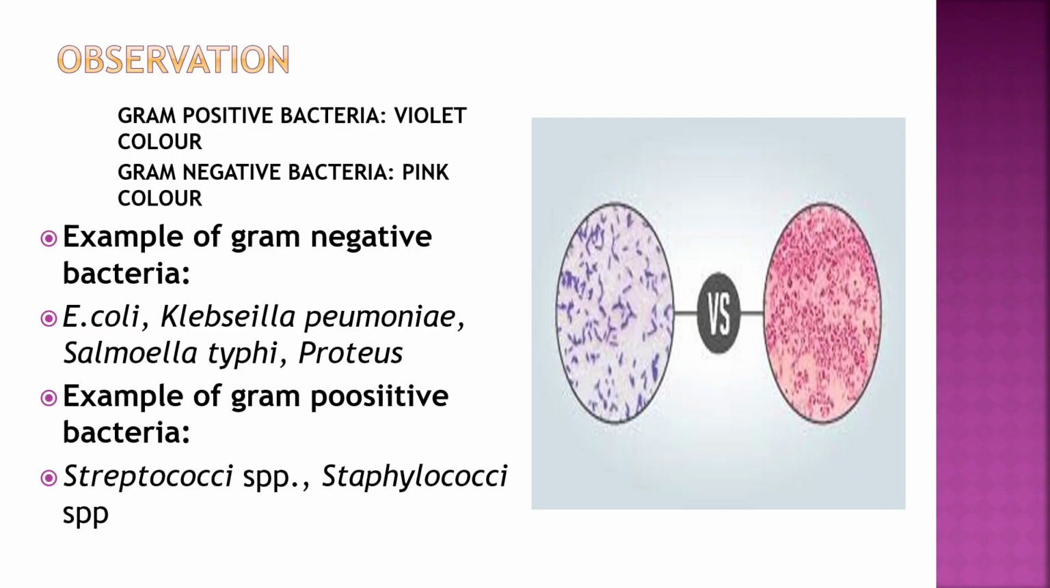So a few examples of gram positive cocci are streptococcus, staphylococcus, pneumococcus, and gram positive bacilli are corynebacteria, bacillus. Then gram negative bacilli are E. coli, Klebsiella, Salmonella, Proteus, Shigella, and gram negative cocci are the Neisseria group, that is Neisseria meningitidis and Neisseria gonorrhoeae.